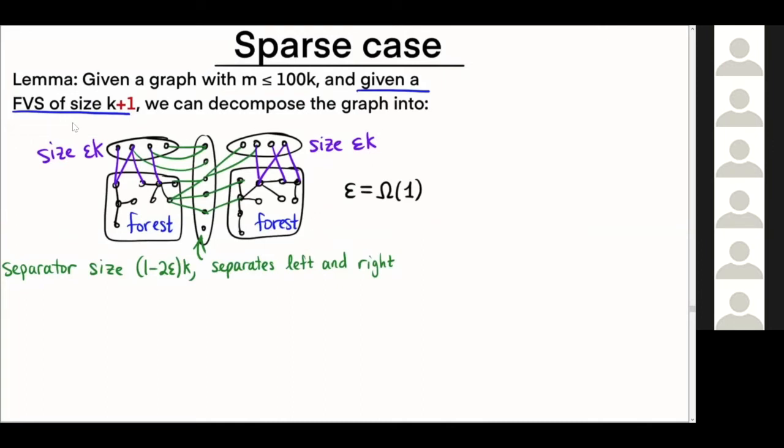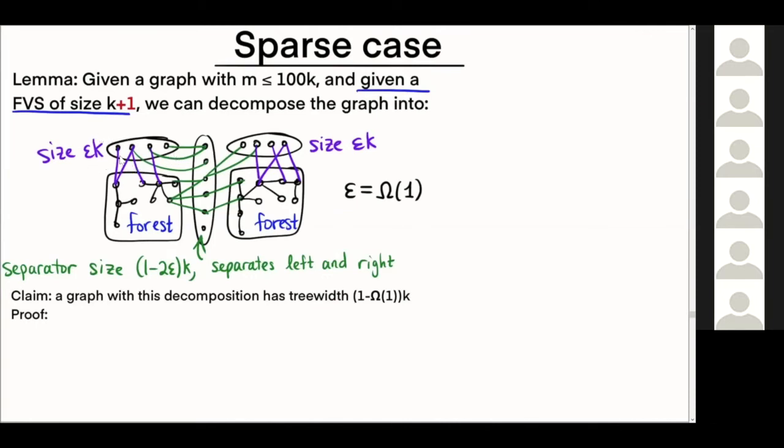So what does the structure look like? We have a separator that separates the graph into two pieces. Think of epsilon as some small constant bounded away from 1. The separator has size (1 - 2 epsilon) times k, and it separates the left and the right. Think of the left and the right as two roughly balanced pieces of the graph. Now we want to claim that this graph implies a tree decomposition of size bounded away from k. Each side has a few vertices, of size epsilon times k.